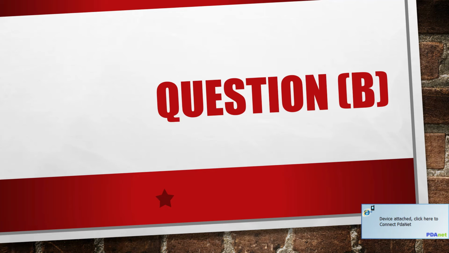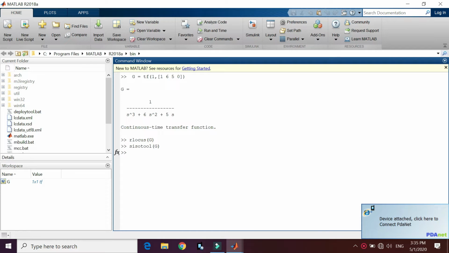Question B. Write a MATLAB program to assess whether the point S equal negative 0.17 plus 1.7i is located on the root locus of the system. Include the step response at the operating point to show the system transient response characteristic. Step 1. Return to the command window and enter the same command as in question A.